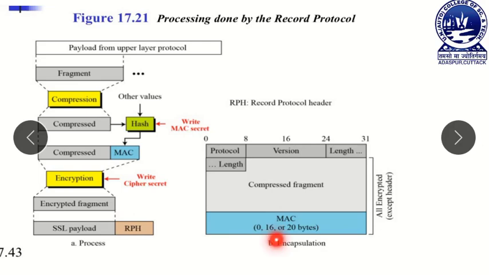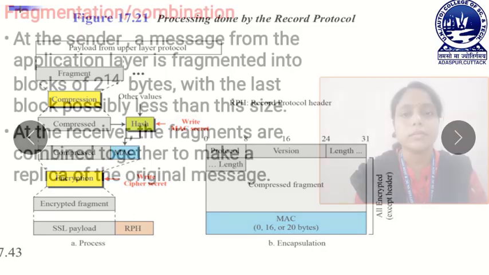Now look at here, this figure shows the encapsulation in our record protocol. Here this field is the protocol field, this is the version of our protocol, this is the length, then this is the compressed fragment, that means our compressed message, and here this shows the MAC value. This is all about the processing which is done by our record protocol.